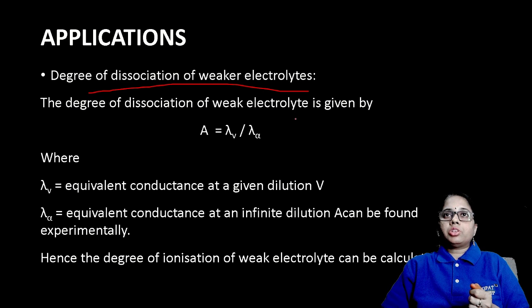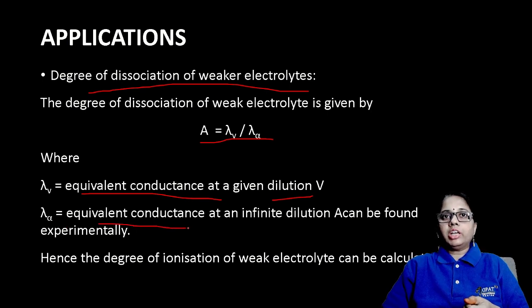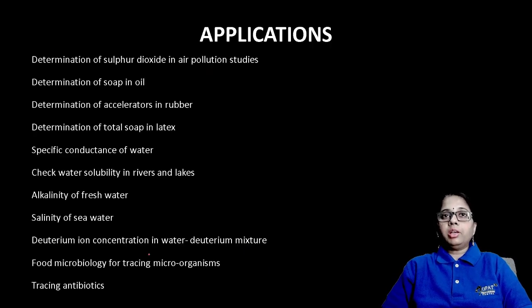The degree of dissociation of these weaker electrolytes is given by the formula A equals lambda V divided by lambda infinity, where lambda V means the equivalent conductance at the given dilution, and lambda infinity means the equivalent conductance at infinite dilution, and A can be found experimentally. If you know these two, you can determine this. Hence the degree of ionization of weak electrolytes can be calculated.